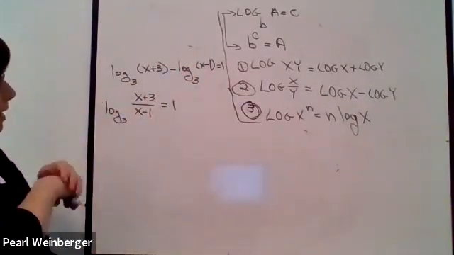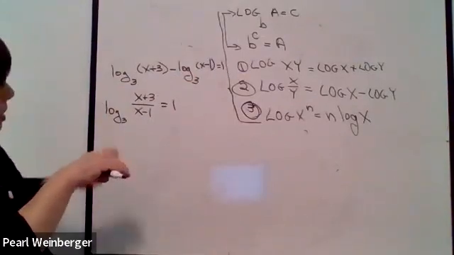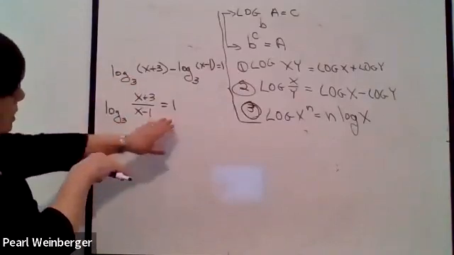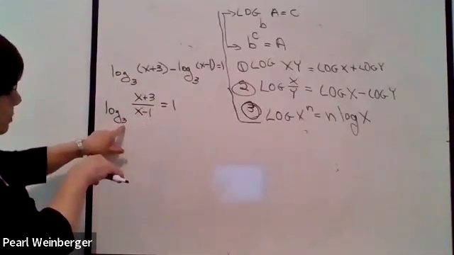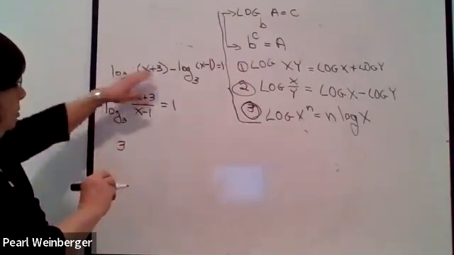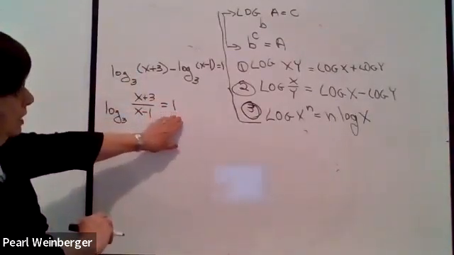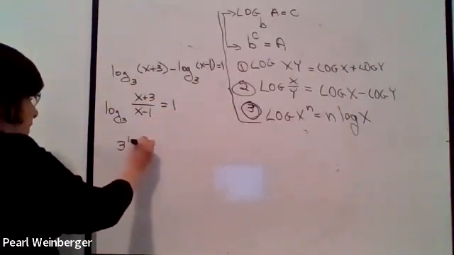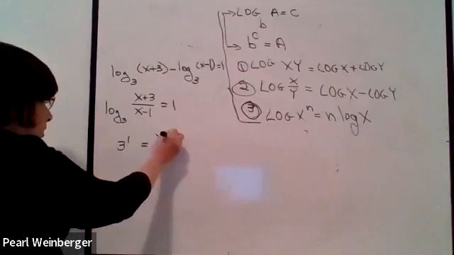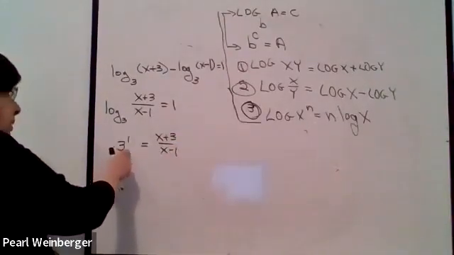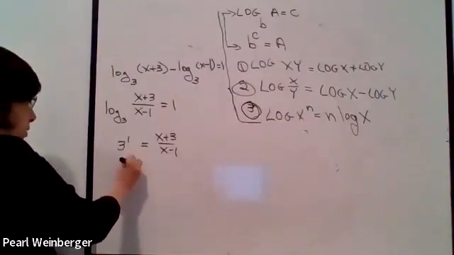So here we have it now as a single log. Now we can go from the log format to the exponential format. My subscript is 3, so my base is going to be 3. The number on the other side of the equal sign is my exponent, which is 1. And that gives me x plus 3 over x minus 1. Now, 3 to the 1 really is just plain 3.